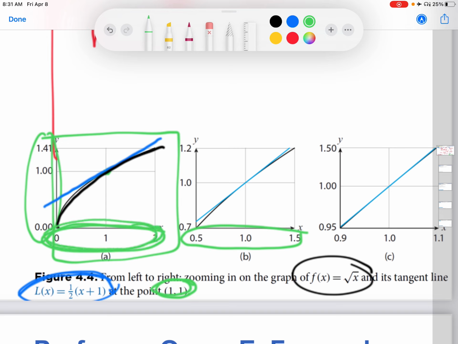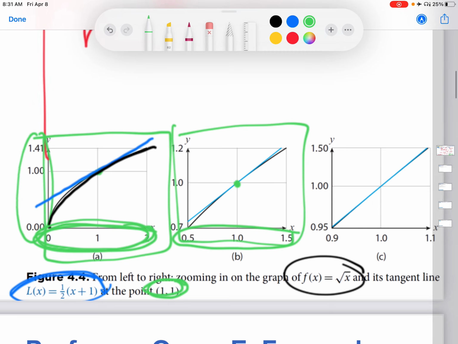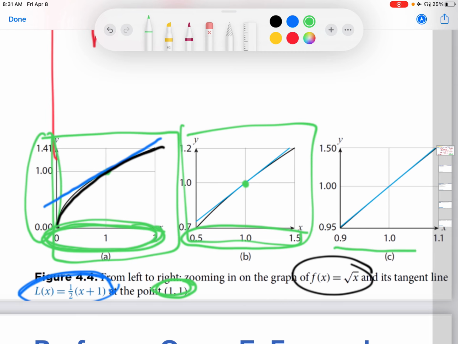Then look what happens on this graph. If I look at the point 1, comma 1, the function and its tangent line start looking more and more like each other. And if I zoom in even more, with a very narrow window for the x values around the point 1, comma 1, I have almost indistinguishable graphs between the tangent line and its original function, square root of x.